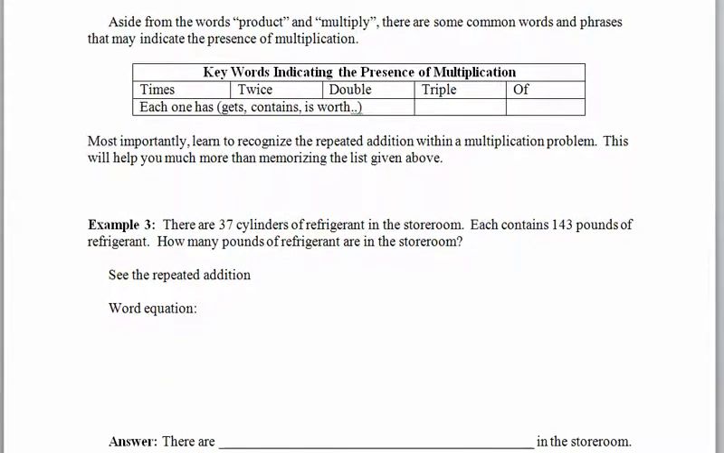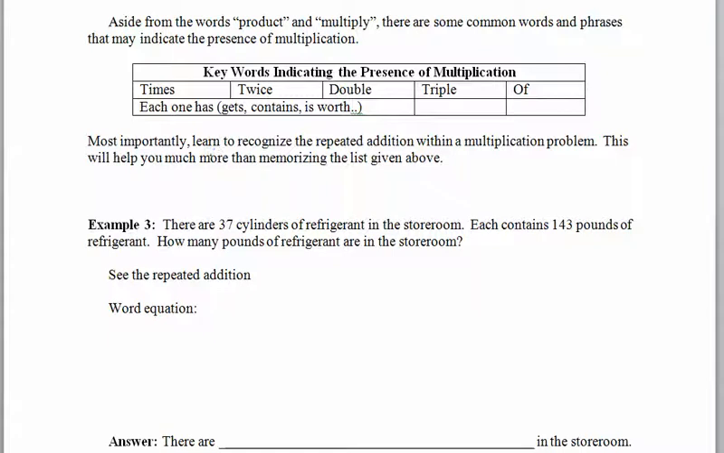When you're reading a word problem, you might come across some common words and phrases that tell you that a multiplication is happening. Product is sometimes there, it's rather formal, but sometimes you see it. Multiply is sometimes there, but other words like times, twice, double, triple, of. Of's an interesting one. We'll see that a lot when we start working with fractions or percentages. Sometimes we have the phrase, each one has or gets a certain amount, and that also helps us to see that there's a repeated addition within the multiplication problem.